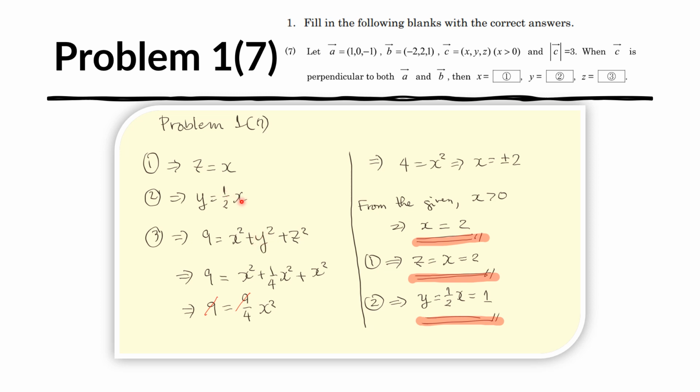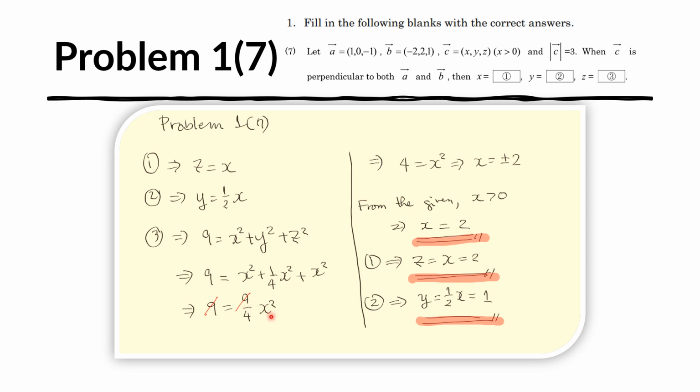This is replaced with 1/2 x. 1/2 x squared is 1/4 x squared. Z is replaced with x, so z squared is x squared. We add all these, we get 9/4.